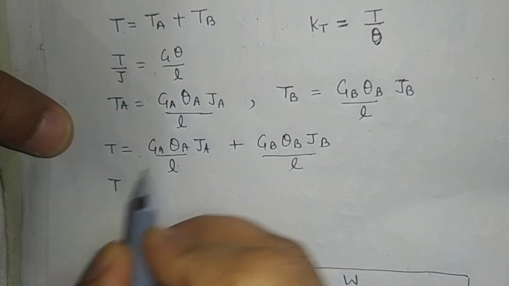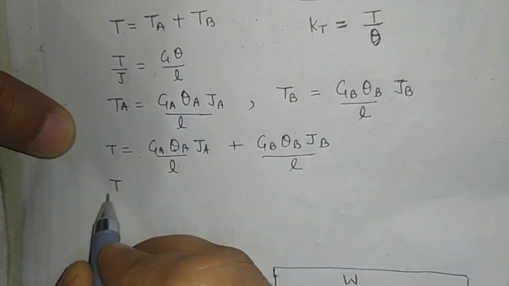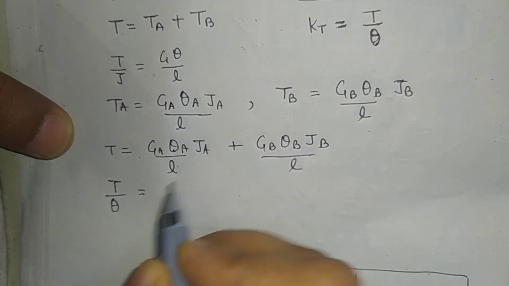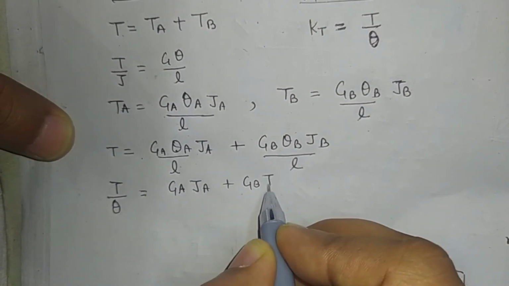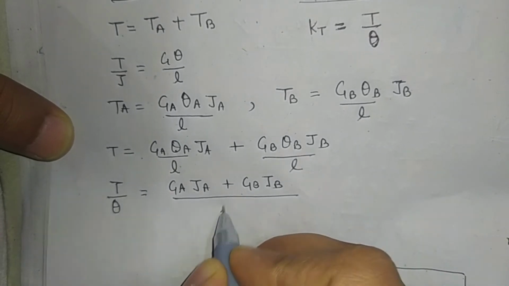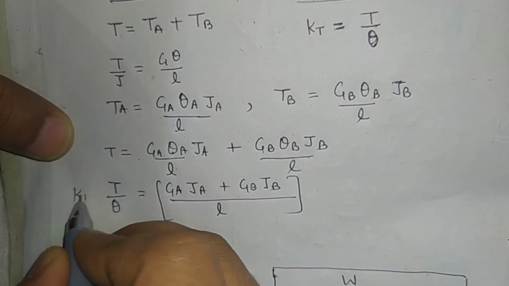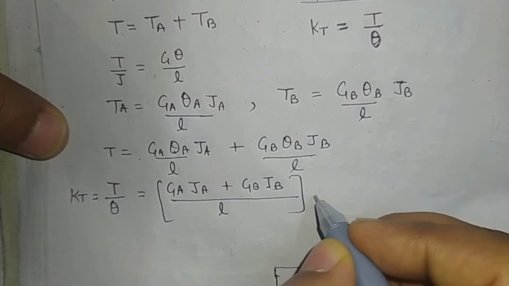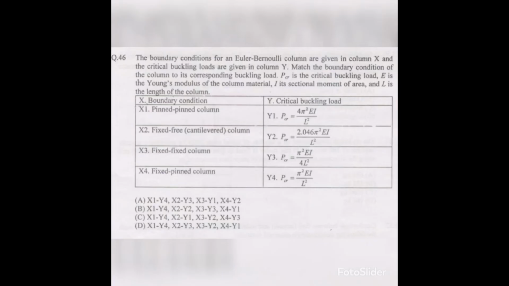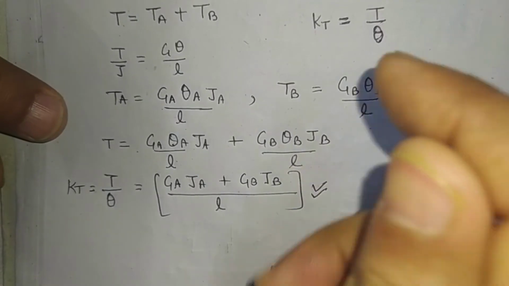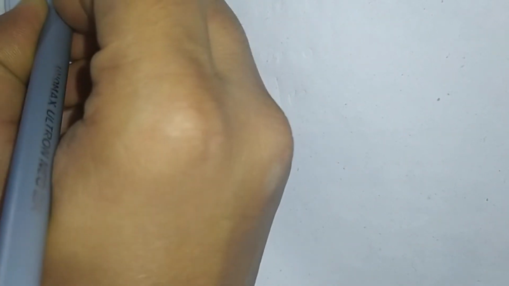Then for T, we are taking theta common and dividing by theta: GA JA plus GB JB, and L is common. So this will be the torsional stiffness of the total shaft. This will be the right answer. Question number 46. This is a very simple question.